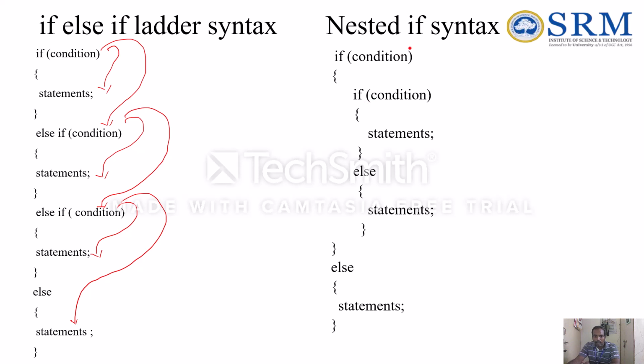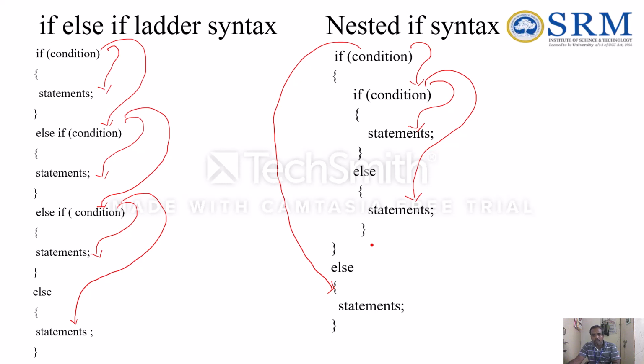So if the condition is true, next it comes to check another if condition. If the next condition is also true, these statements will be executed. If the condition is true, it will come to the next if. If the condition is false, it will go to the else part. Suppose the condition initially fails, it goes to the else part and it will run like this. This is the syntax of nested if.